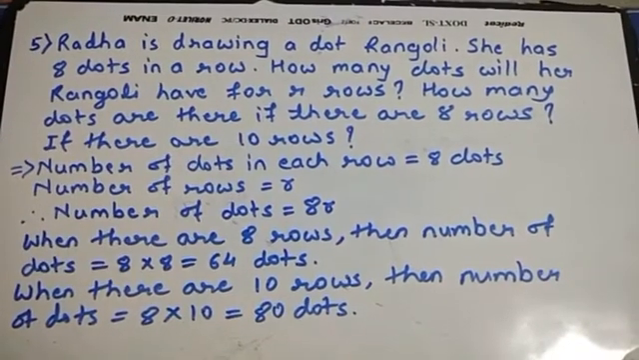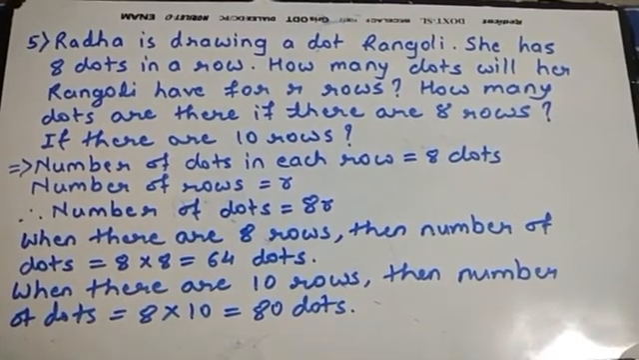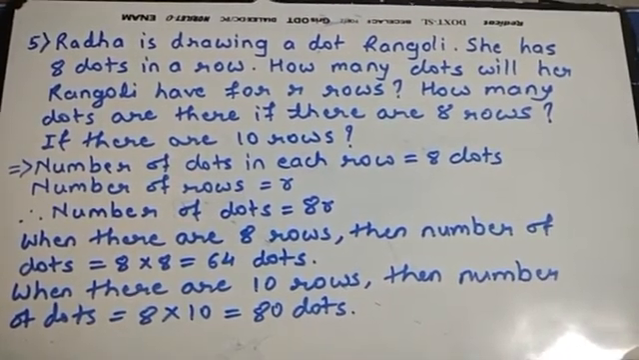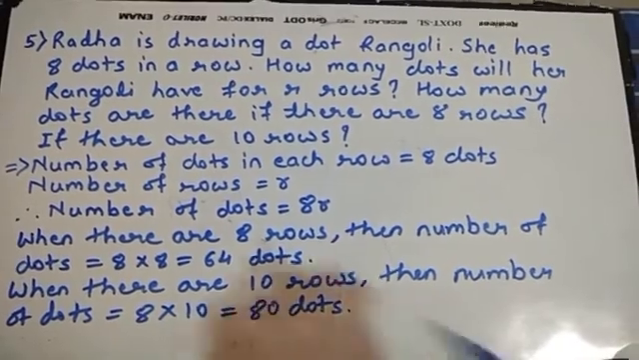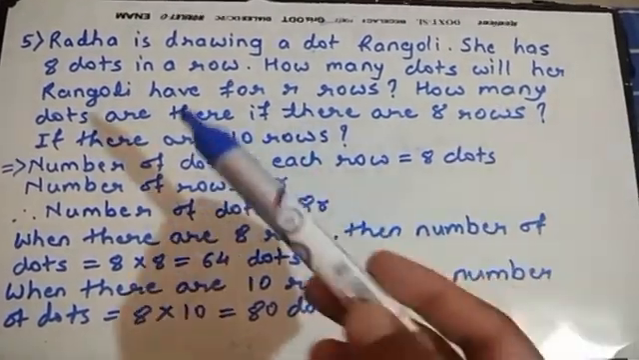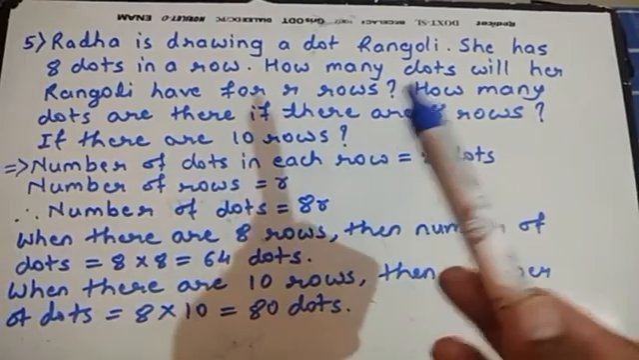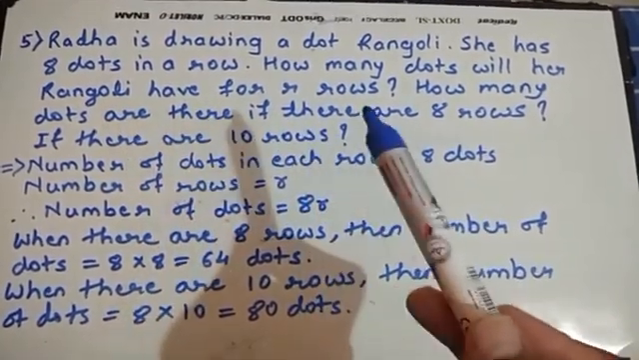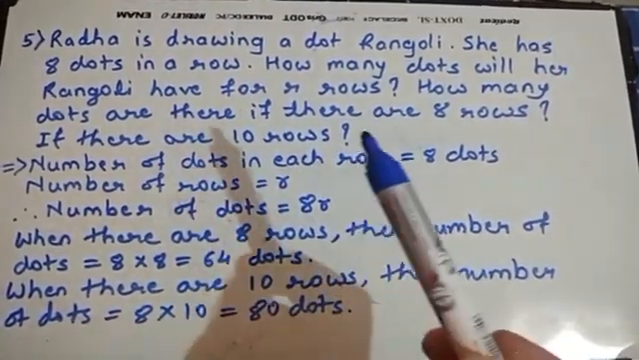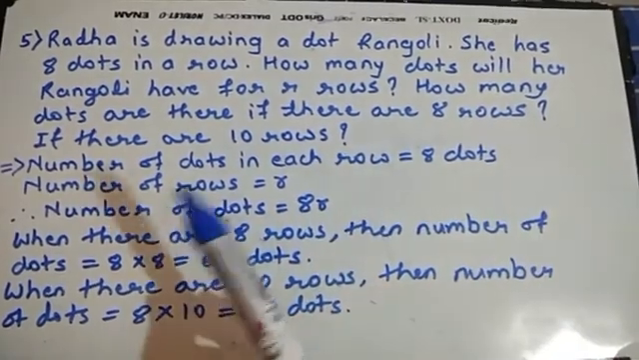Hello students, in this video we are going to study the remaining questions of exercise 11.1. In that, the first question is: Radha is drawing a dot rangoli. She has 8 dots in a row. How many dots will her rangoli have for r rows? How many dots are there if there are 8 rows and if there are 10 rows?